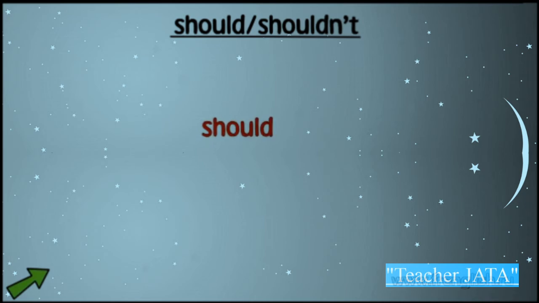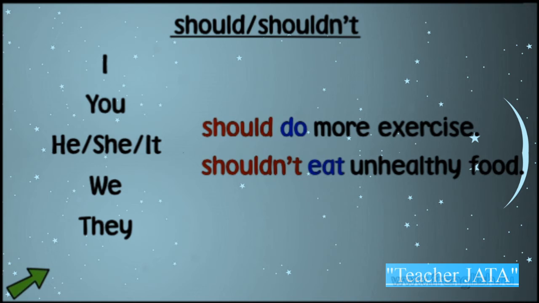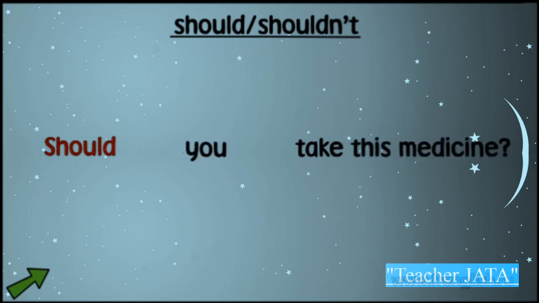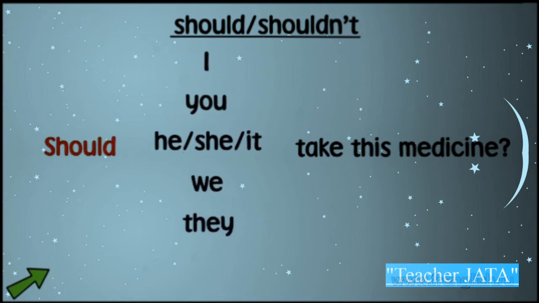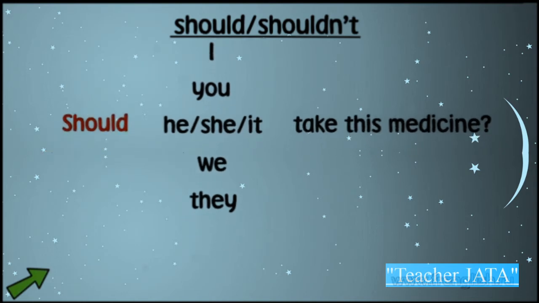We use should or shouldn't with an infinitive without to. The form of should or shouldn't is the same for every subject. To form questions, we change the order of should and the subject. We often use short answers with questions that begin with should.